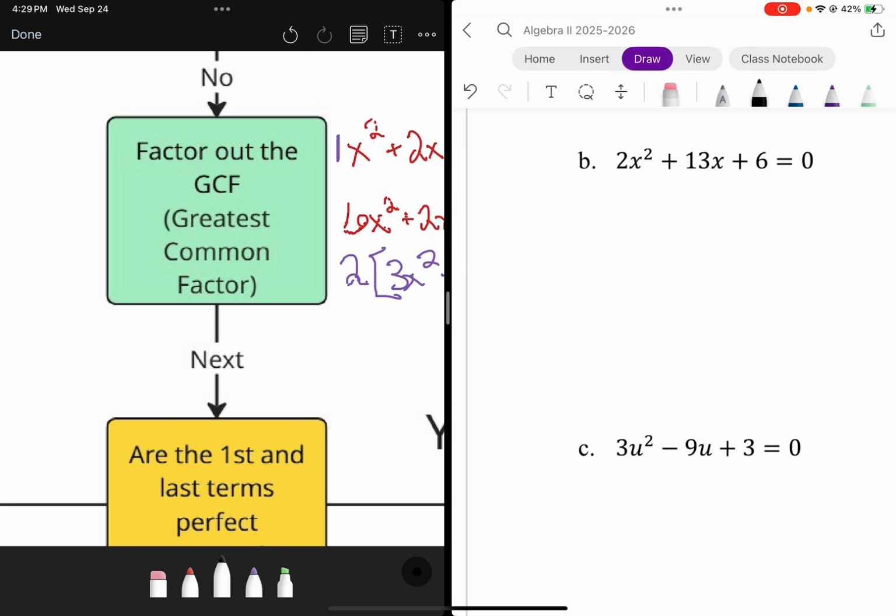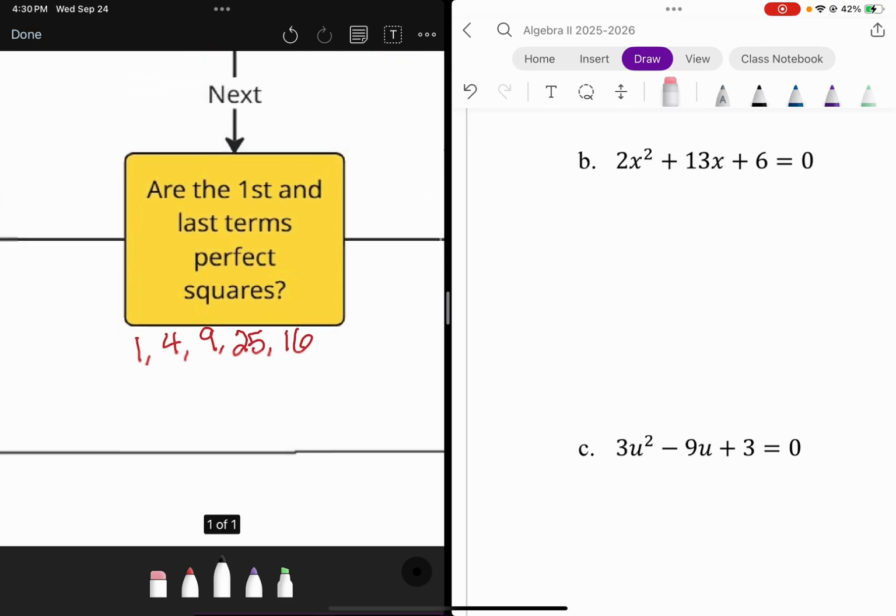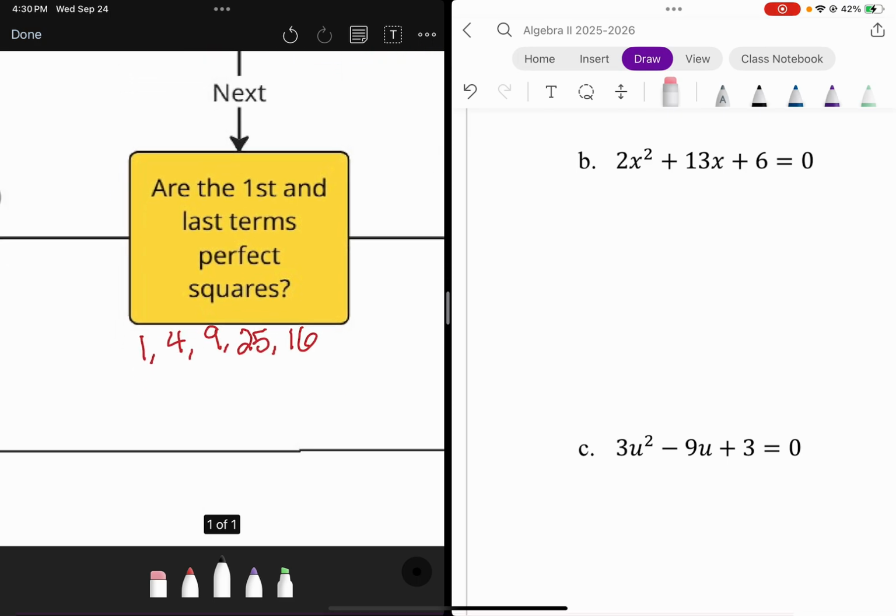Next, we need to factor out our GCF. So if we look at our numbers, we have a 2, 13, and 6. Now, the only numbers I can divide 2 by are 1 and 2. 13 cannot be divided by 2. So that means our GCF here is going to be 1, and we can just move on to our next part.